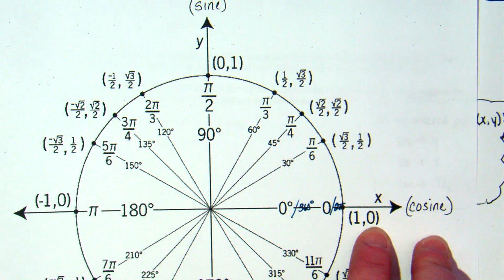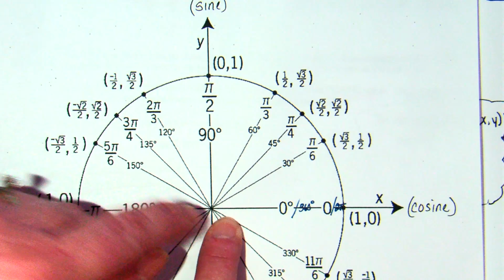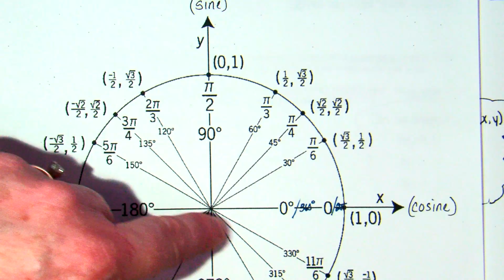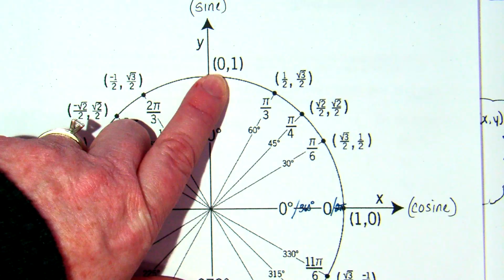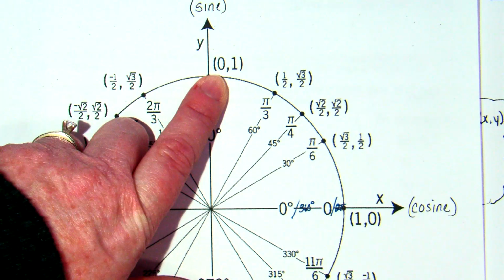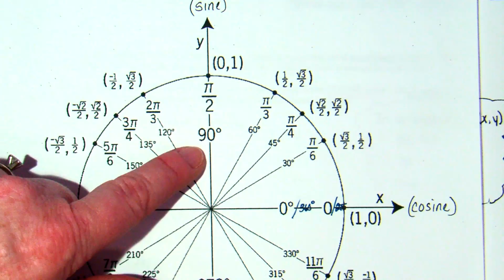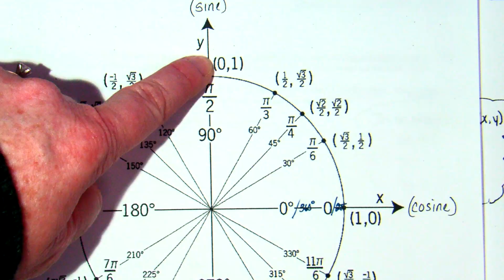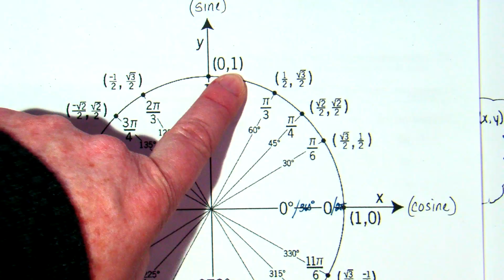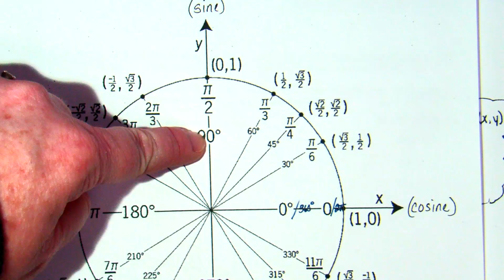Okay, so what if we go up to 90 degrees? That would be moving, think ordered pair-wise, left or right 0, and up 1 if we're landing on the unit circle, right? So the ordered pair is 0, 1. 0 is your what? It's your x, which is your cosine. So the cosine of 90 degrees is 0. What's 1? It's your y, and y is the sine. And so the sine of 90 degrees is 1, the y value.